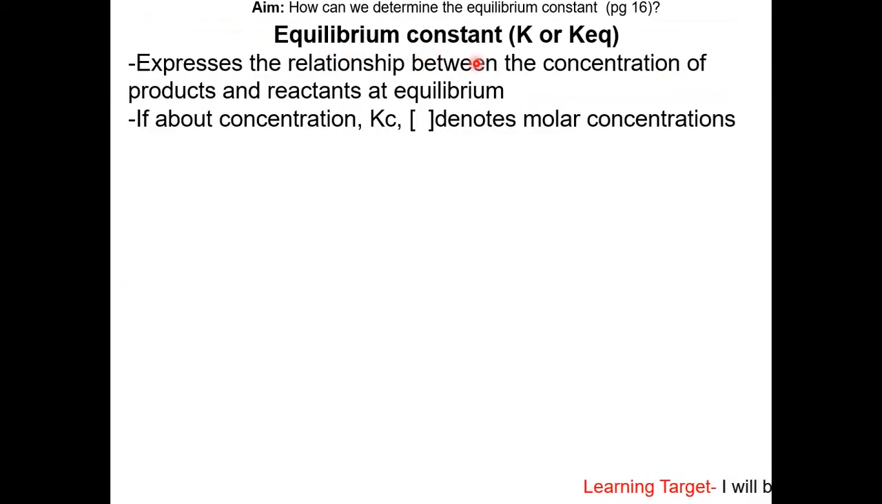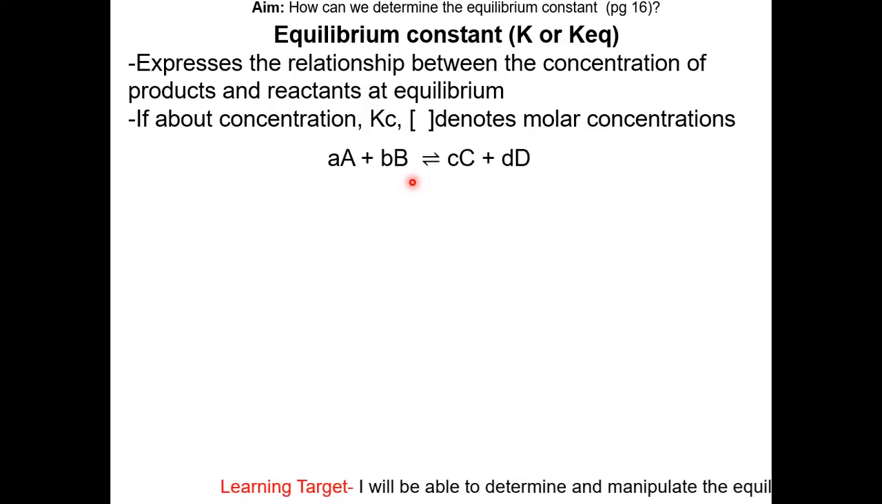The equilibrium constant expresses the relationship between the concentration of products and reactants at equilibrium. The symbol of the equilibrium constant is K or KEQ. If it's Kc, the products and reactants are in units of concentration. Here we have a chemical reaction. A and B are reactants, C and D are products.